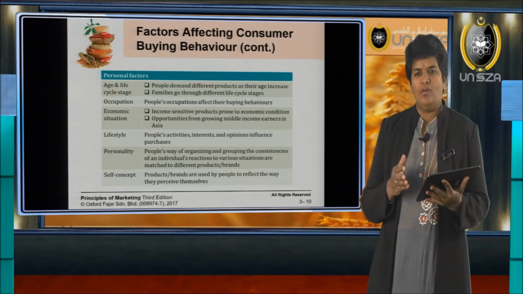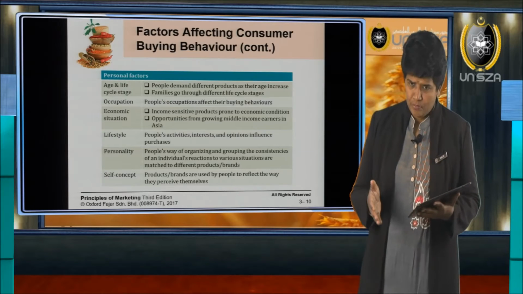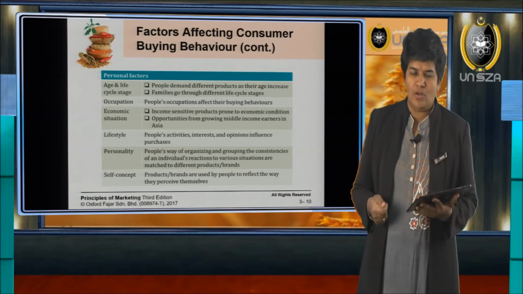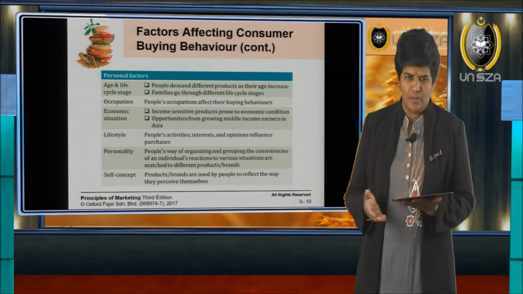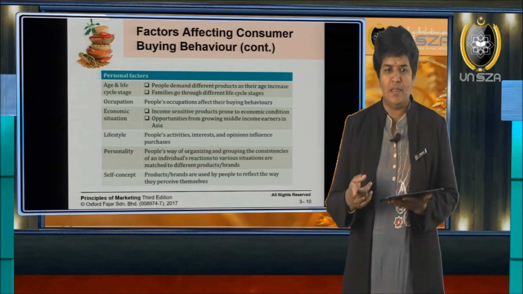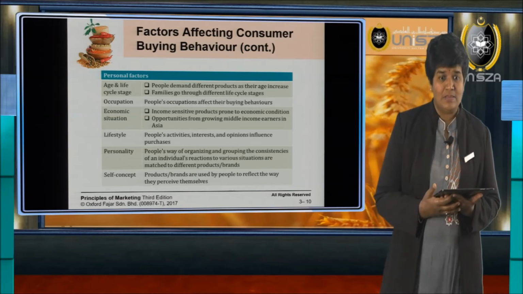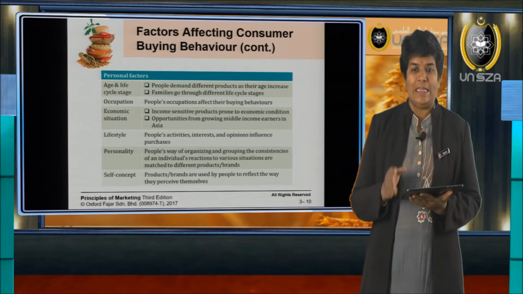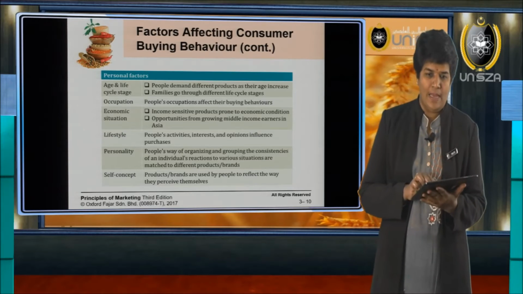Then you grow up, you finish college or university, you enter the job market, and you now have the purchasing power, the buying power, money in your pocket, so this will be different. Occupation determines the level of income that you are going to get, so that will determine the purchasing behavior as well. Economic situation, lifestyle, personality of the person, and self-concept: all these elements will influence and be the personal factors for buying behavior.